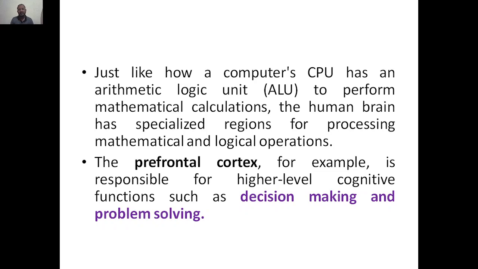Next, the prefrontal cortex, for example, is responsible for higher-level cognitive functions such as decision making and problem solving. In the brain we have something called the prefrontal cortex, somewhere here. It plays a very important role wherever we need very high-level cognitive functions, for example decision making or problem solving. So this prefrontal cortex will get activated. That means it has to function to make a particular decision.